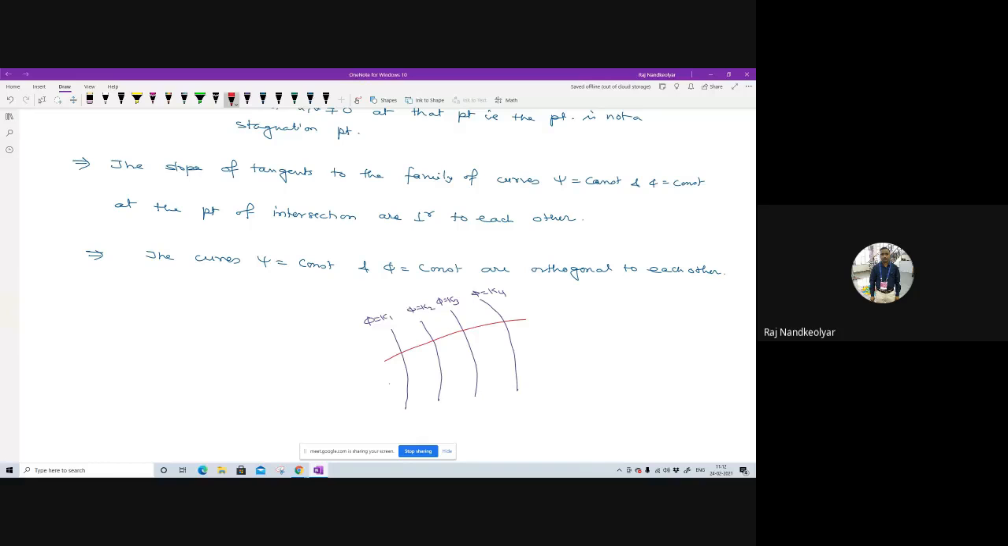ठीक है. उतना अच्छा ड्रॉ नहीं हो रहा है, but actually wherever there is a point of intersection, this is 90 degree. ठीक है. These are all 90 degrees. ठीक है. So this is psi equal to, let us say C1, psi equal to C2, psi equal to C3 and so on.